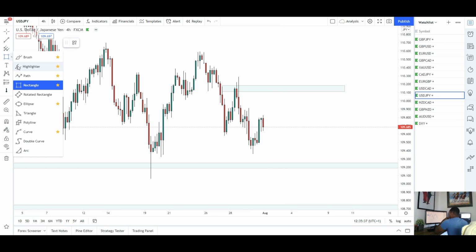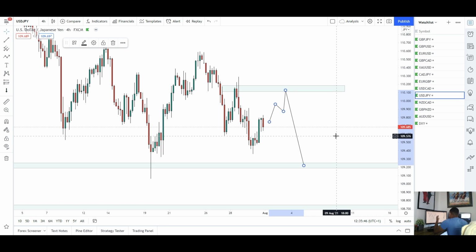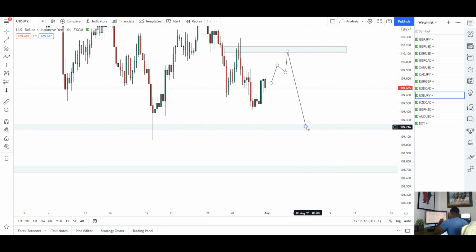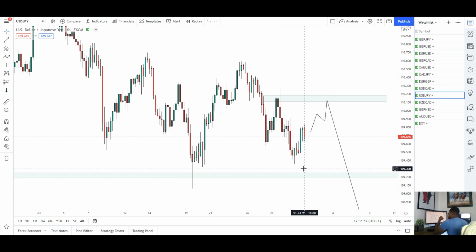It'd be great to see the market retrace all the way back up into that area, give us a nice double top, maybe some wicks or something like that, and you can short it all the way back down into the 109,200 mark, and if we can get a break of that, all the way down into 108,700. So the market for me is looking really bearish here.